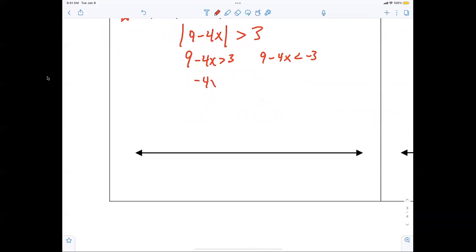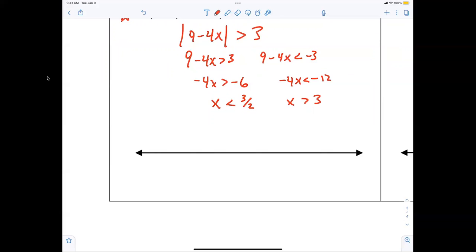So -4x is greater than -6. So x is what? Less than 3/2. Is that right? Anybody else get less than 3/2? Yeah. And if I'm doing the other side, it's going to be -4x is less than -12. Therefore, x is greater than 3.